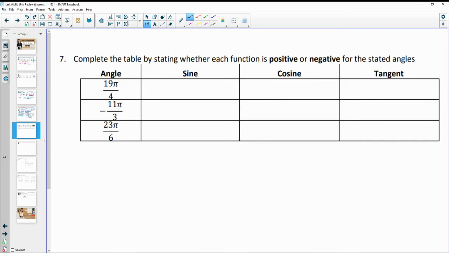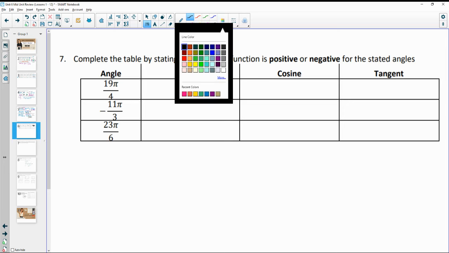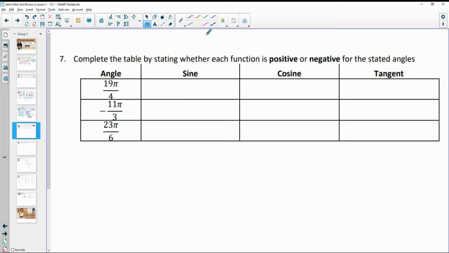Number 7, complete the table by stating whether each function is positive or negative for the stated angles. We're going to want to figure out what quadrant the angle is in first. So when we take a look at 19 pi over 4, remember that we'll be splitting the unit circle into 4. So the top part into 4 equal angles. And that's going to look like this. So we'd have 1, 2, 3, 4 pi over 4s for that top half. So then I'll just extend these for the bottom half, and that'll help us to count.